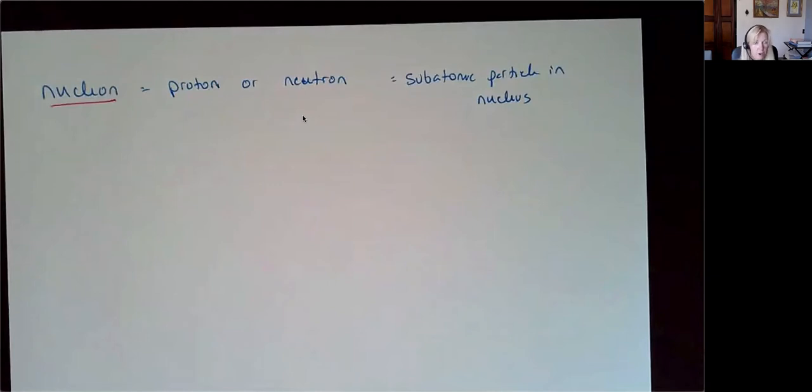So I could say, oh, I have 10 nucleons. That just means that I have 10 subatomic particles in the nucleus. I don't really know, is it 10 protons, 10 neutrons? Is it 8 protons, 12 neutrons? I don't really know that information. I just know that it's a nucleon.